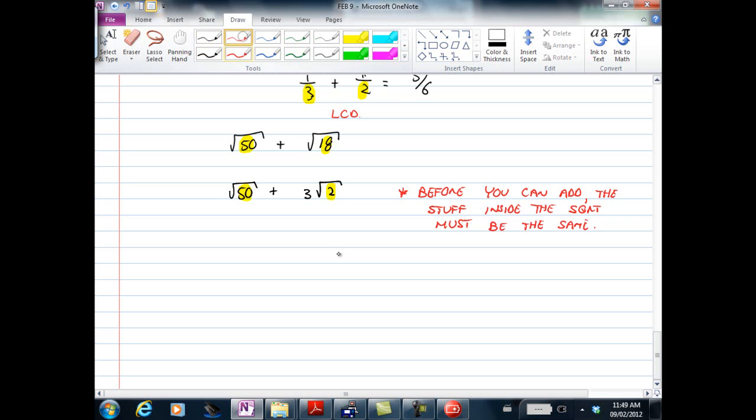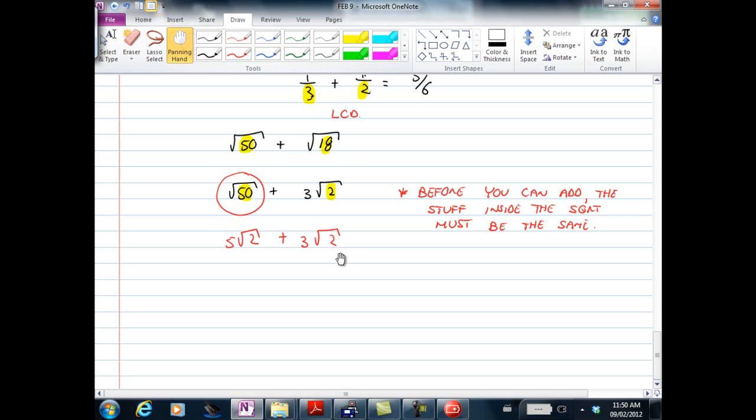Would you agree that root 50 can be simplified? Simplify root 50 right now. This is why I'm teaching you how to simplify. So simplify that and tell me what you get. Jason, what's the square root of 50 simplified? So let's rewrite this as 5 root 2 plus 3 root 2.